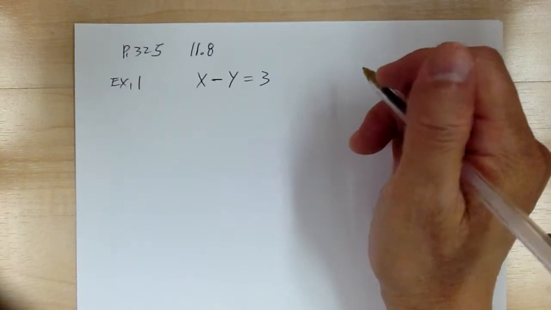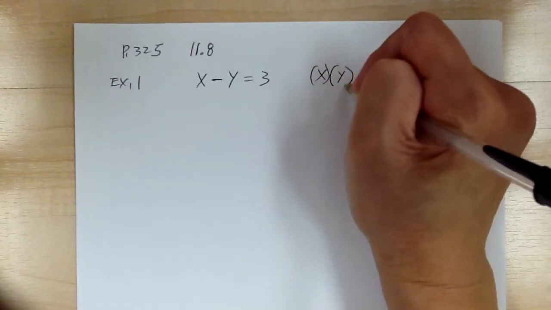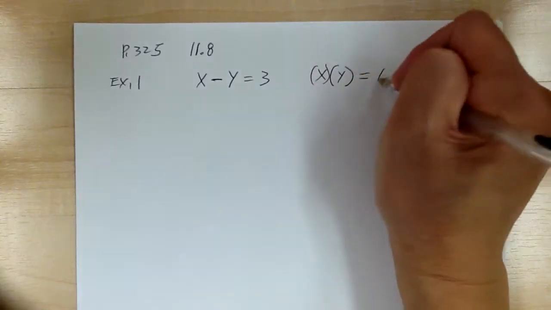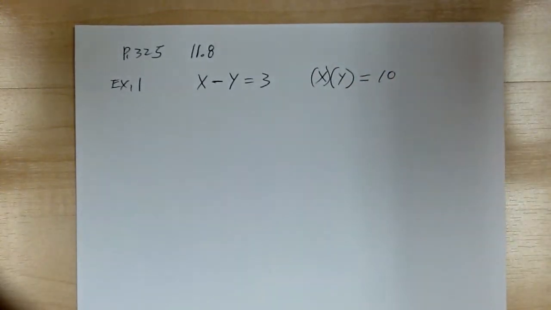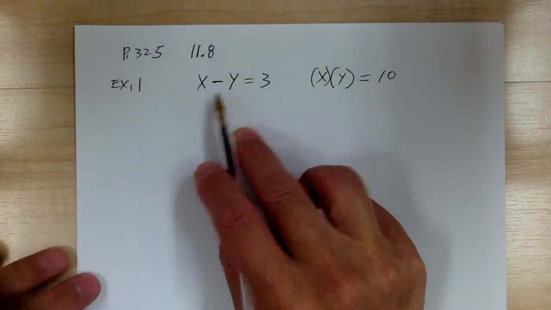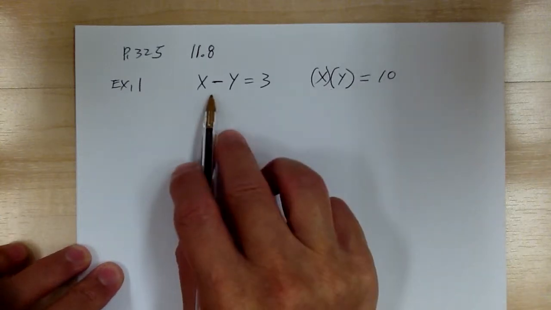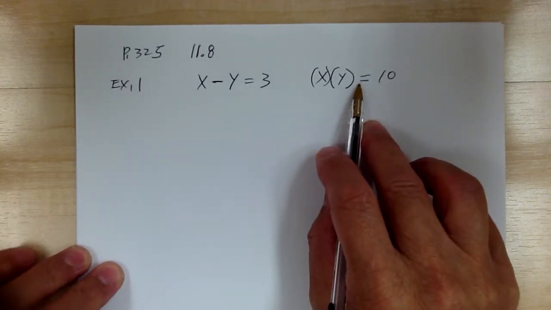Next one is that their product, okay? That means the multiplication, right? So their product is equal to 10, right? So in this case, what you need to do is solve for x or y, and you can substitute. So you have to use the substitution method. You want to solve this one to substitute in here. It's a little bit easier.